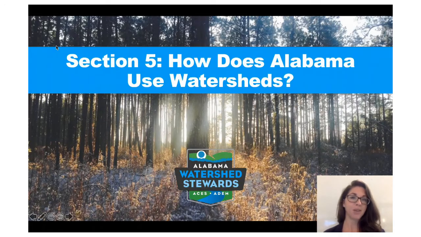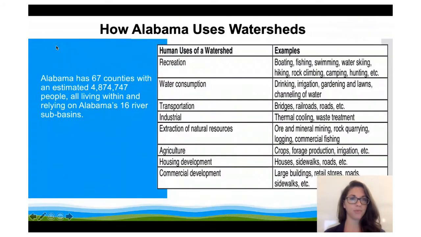Section 5. How does Alabama use watersheds? Alabama uses its watersheds and water resources in a variety of different ways. Alabama has 67 counties with almost 5 million people, all living within and relying on those 16 river subbasins that we talked about earlier. We use watersheds in a variety of ways for our human benefit, including drinking water consumption, recreation, transportation, industrial use, extraction of natural resources, ag, and commercial development.